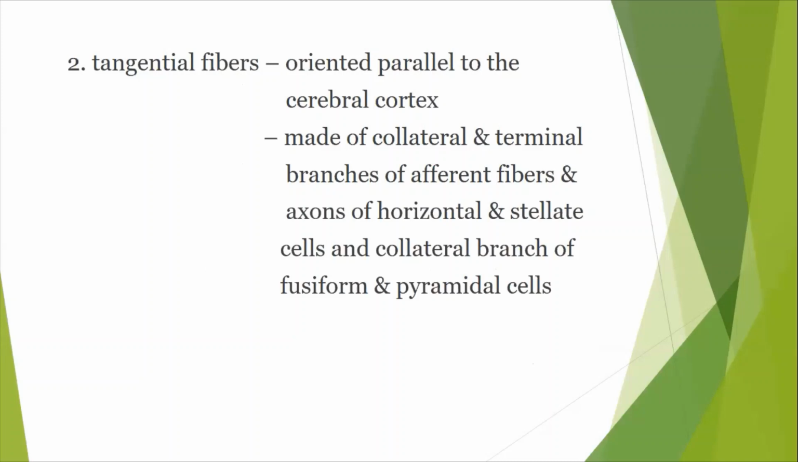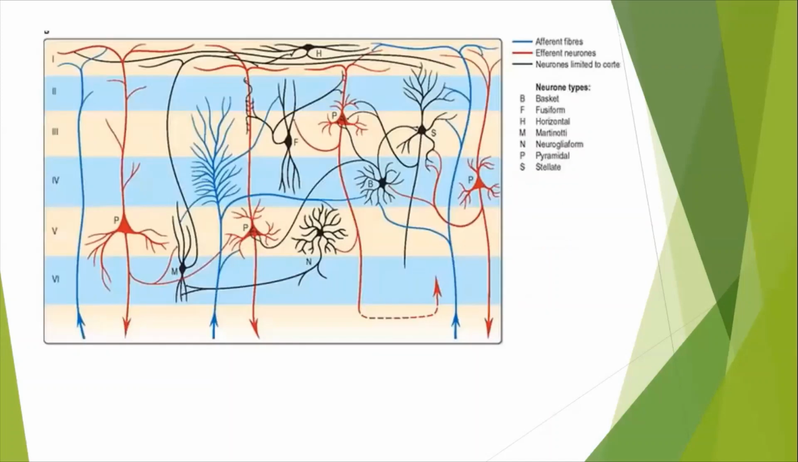The tangential fibers are oriented parallel to the cerebral cortex. They are made up of collateral and terminal branches of afferent fibers and axons of horizontal and stellate cells and collateral branches of fusiform and pyramidal cells. So this is the picture of the cells and fibers in your cerebral cortex. So you have here the basket cells.